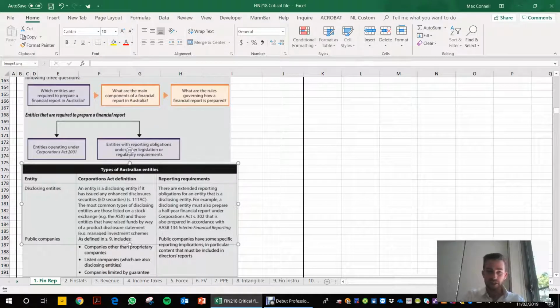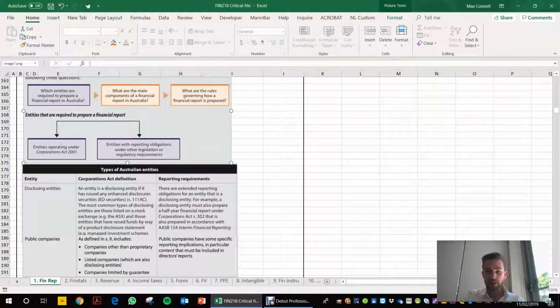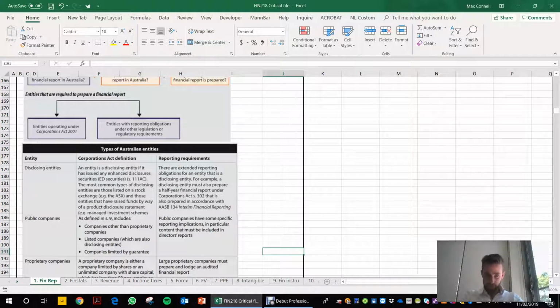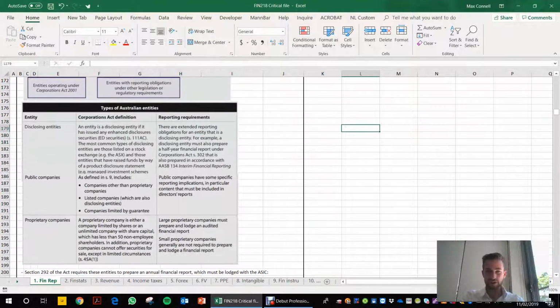So, the types of entities that need to prepare a financial report in Australia are entities operating under the Corporations Act 2001. We'll talk about these in a little bit. And also entities with reporting obligations under other legislation. So these are basically these three here. Disclosing entities are the main one. The definition is basically, if it has any enhanced disclosure securities, it is a reporting entity. The most common one is a stock listed on the ASX or a stock exchange.